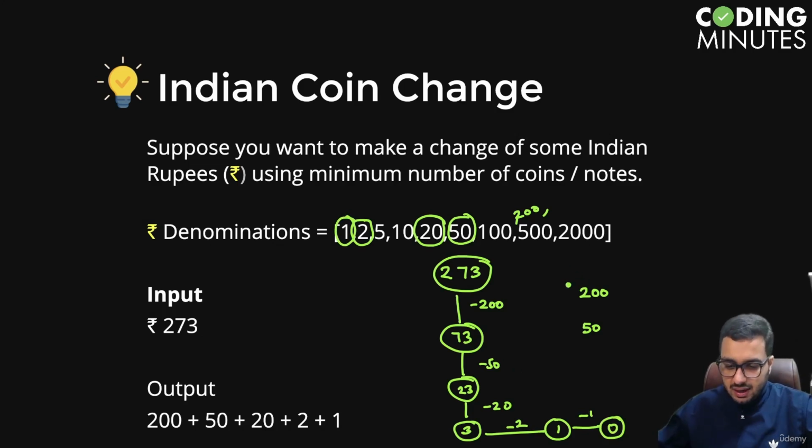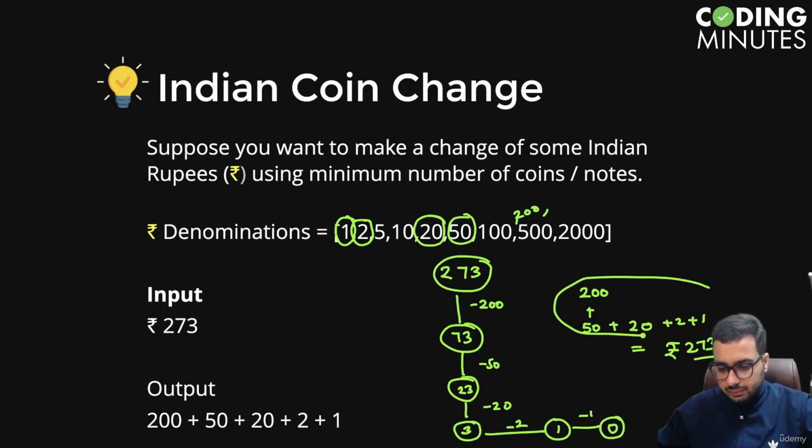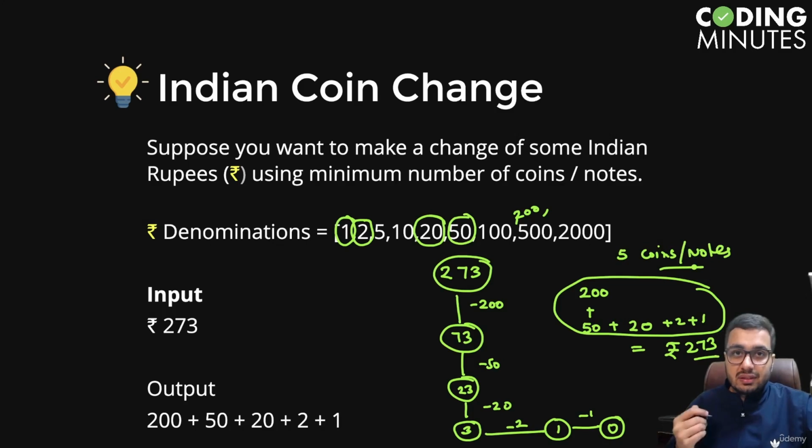So what you can see is that we can use 200 plus 50 plus 20 plus 2 plus 1 to make the change for 273 rupees. Now, what is the number of coins that we have used? We have used 1, 2, 3, 4, 5. We can do it in 5 coins or notes. That is the minimum. And you will see that even if you take a lot of examples, this strategy will work with every example, if it is Indian currency.